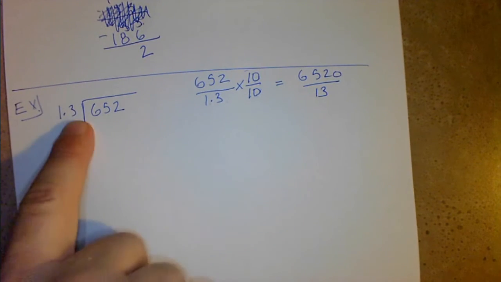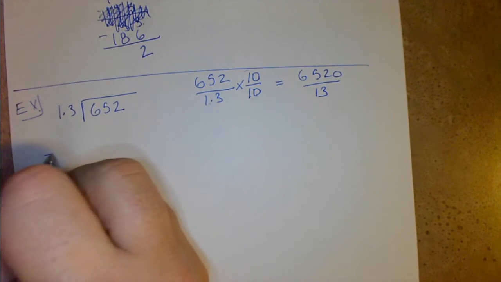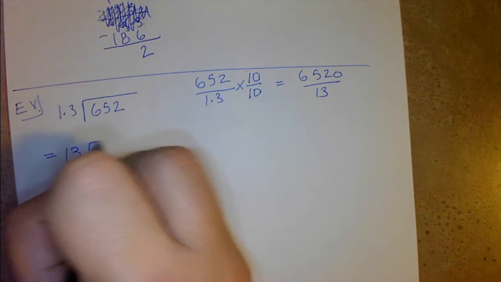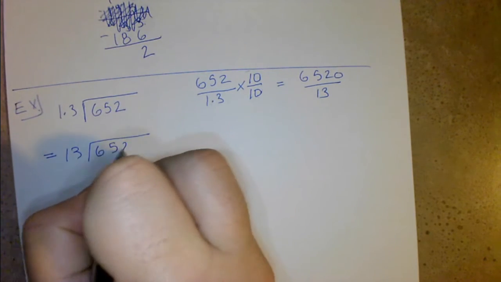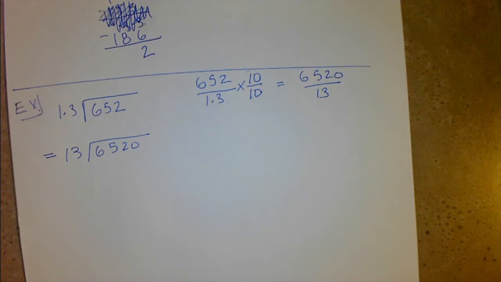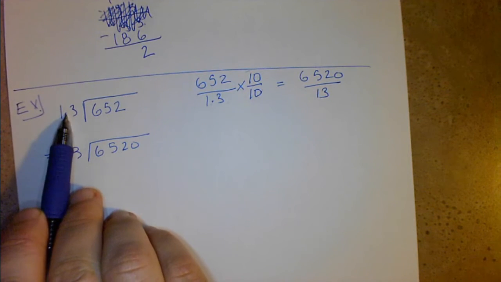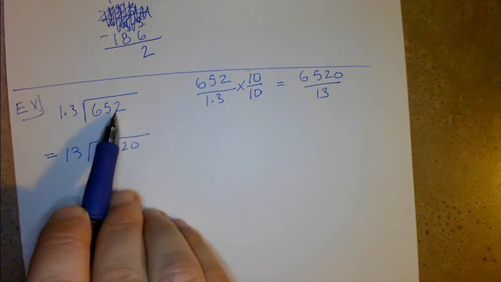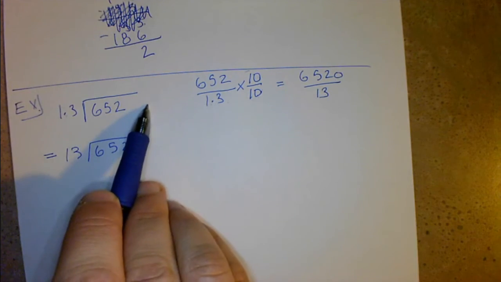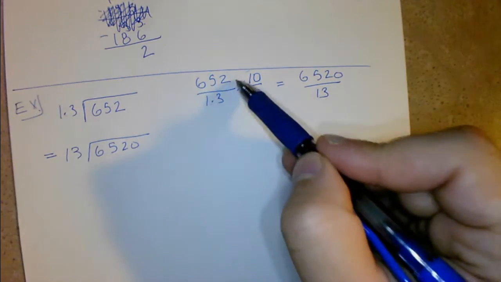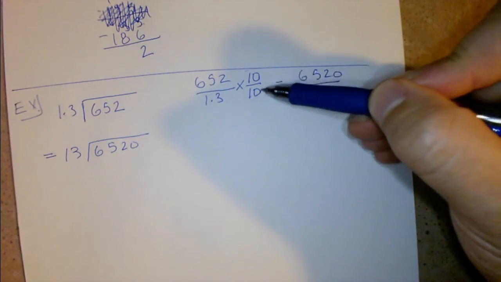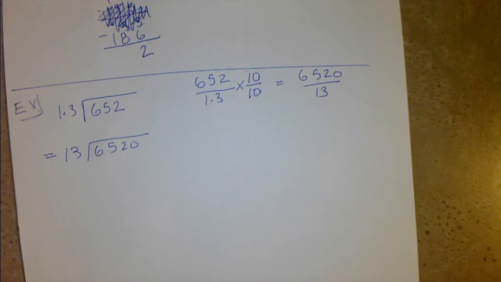Okay? So this division right here is the same exact thing as 13 going into 6,520. Here's a very common mistake. Students will move this decimal point over, but they'll forget to do it over here as well because they don't even see the decimal point. You got to do it to the top and bottom because you multiply the top and the bottom by 10.